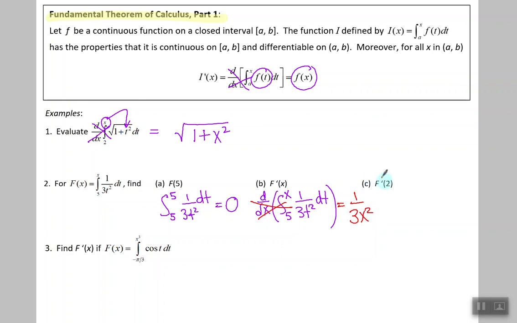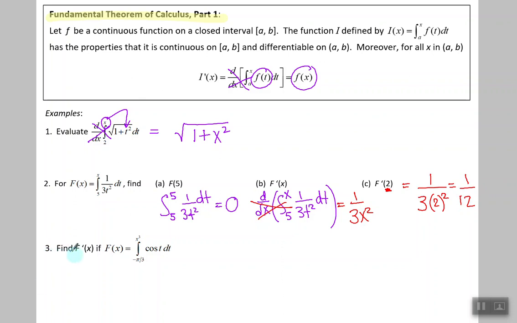Part C, capital F prime of 2. In part B, we just found capital F prime of x, and now we plug the 2 in for the x. So we take the x out and substitute 2 in its place, and this evaluates to 1/12.